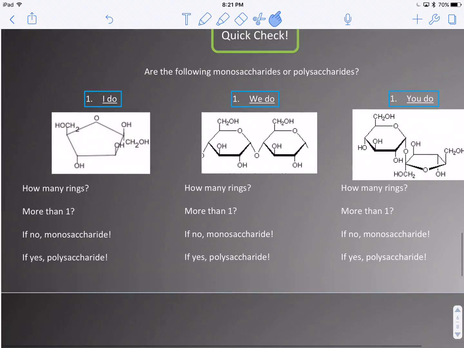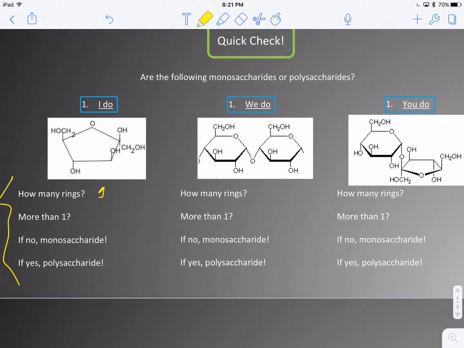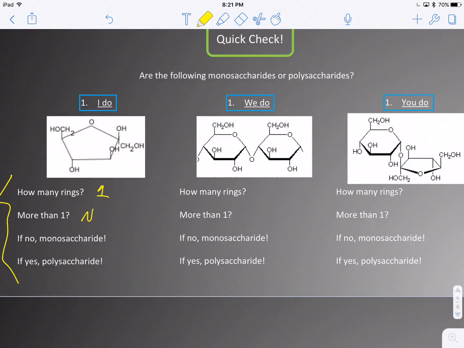Okay, so we're going to do a quick check. We have to figure out, are the following monosaccharides or polysaccharides? This is the way I want you to set it up every time. I might not give you this whole part here, I might just give you the photo, but I want you to have ingrained in you that this is what you do. So how many rings do you count here? I count 1 ring. Is there more than one? No. Because I said no, I will circle right here: it's a monosaccharide, not a polysaccharide.